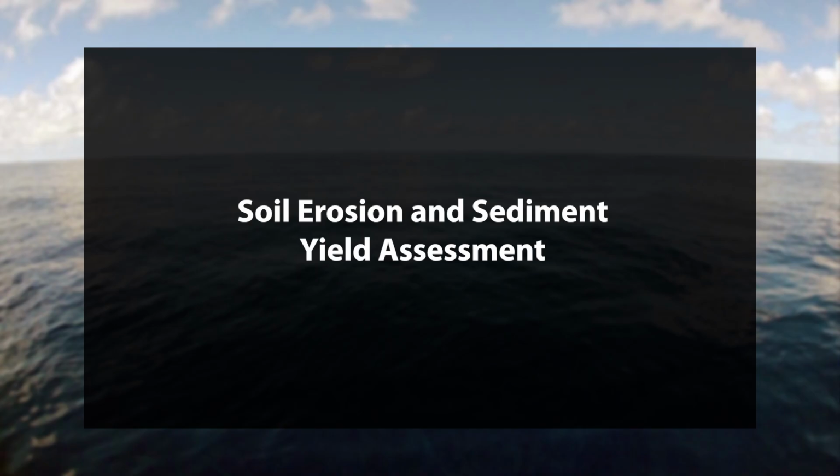Fourth step is soil erosion and sediment yield assessment. So, integration of slope, soil, rainfall and land use land cover layers in GIS helps in mapping of higher soil erosion zones, contributing to river sedimentation and downstream impacts.